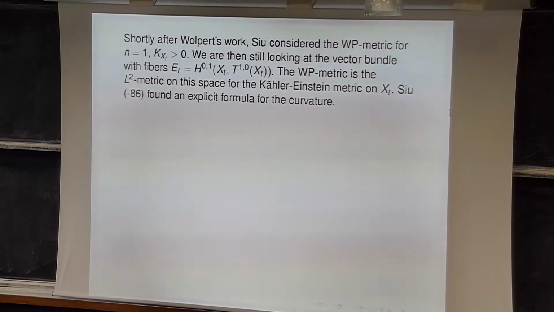Looked at by Siu shortly after Wolpert's work. So he, on the metric. No, not for n equal to 1. That's what Wolpert did. It's for n greater than or equal to 1, sorry. For higher dimension of the fiber, he looked at the Weil-Petersson metric. So we're looking at the family now. We're assuming the canonical bundle is positive. Then by Yau's theorem, the Aubin-Yau theorem, we have that there is a Kähler-Einstein metric, and you can use it in the same way, and you get an L2 metric on those spaces.